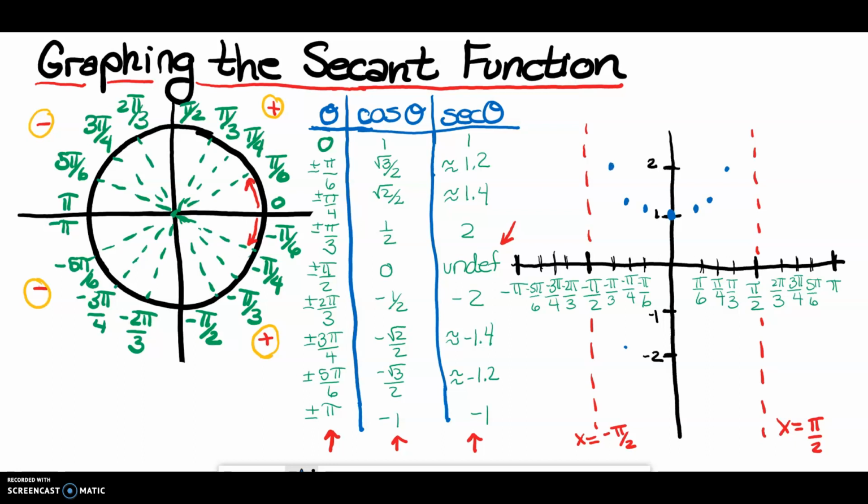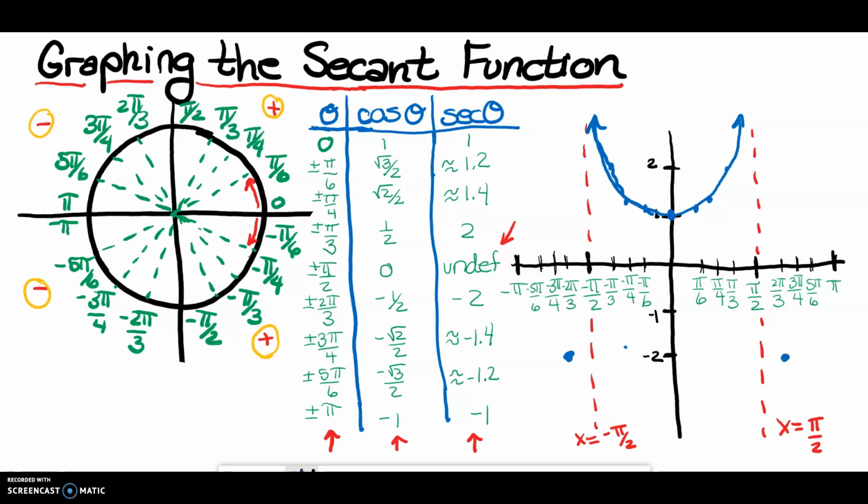And I know as my angle approaches pi over 2 and negative pi over 2, which are the values of my asymptotes, my graph should approach but not touch my asymptote. So you can see it kind of looks like a parabola in between the asymptotes. So what happens outside of the asymptotes? Well, at positive and negative 2 pi over 3, if I look at my chart, I have a negative 1/2 value for cosine, so secant is negative 2 at these points. So let me plot that.